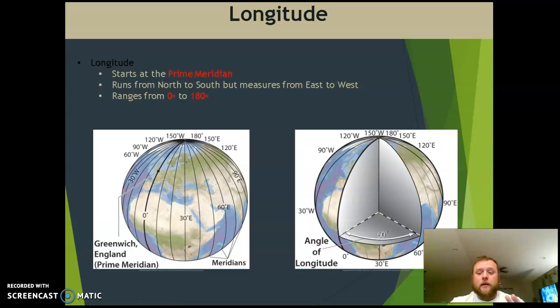Now, the two things that we need to know about maps are longitude and latitude. The reason we need to know these two things is that's how we figure out where we are on the world, on the globe itself, right?